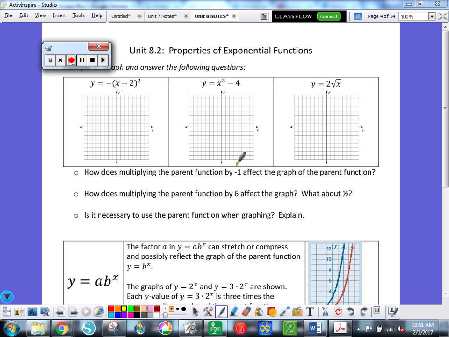Do you guys have these first three graphs already? I don't think I've started, but it will. So, up to it.